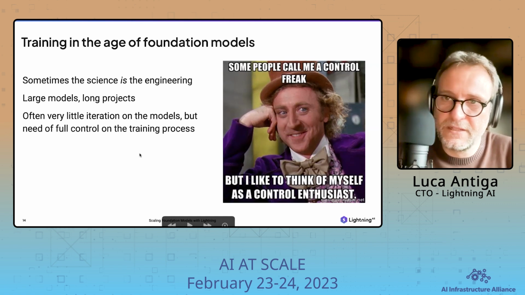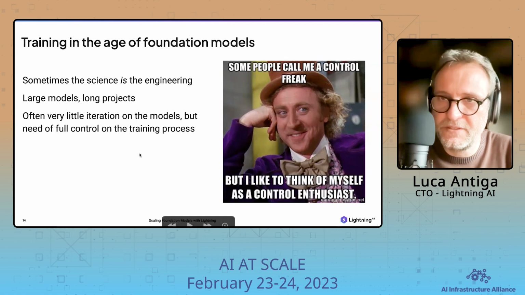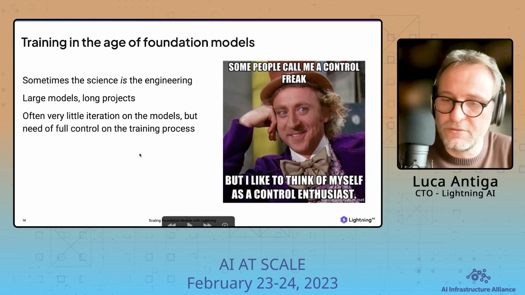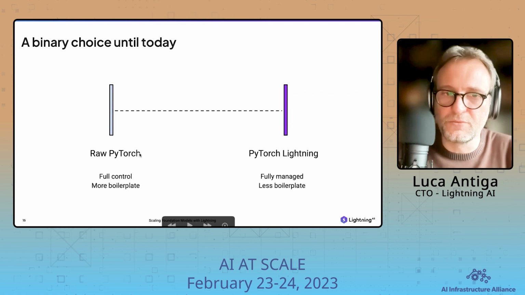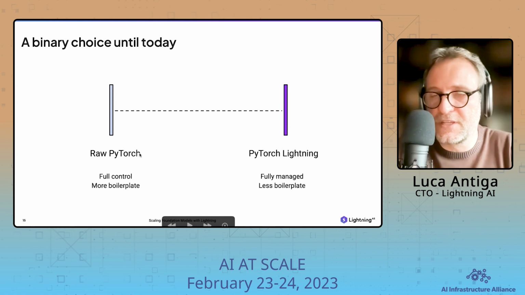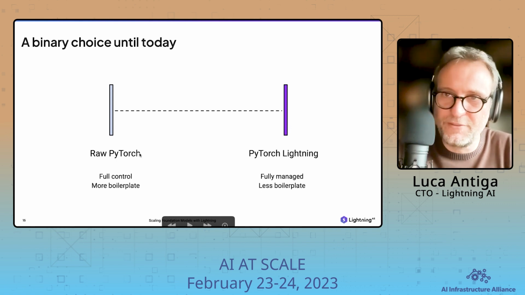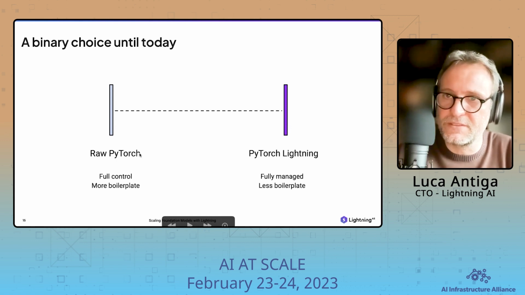And so sometimes the trainer gets in the way, in the sense that it being very opinionated, it doesn't allow you to have full control of what happens during your train loop. And so it was a binary choice until today, where you went raw PyTorch for full control and a bit more boilerplate. But if you know what you're doing, this is great. Or PyTorch Lightning, which, if you know what you're doing, is great if you don't care about what happens in the trainer. But sometimes you do care a lot about what happens in the trainer.